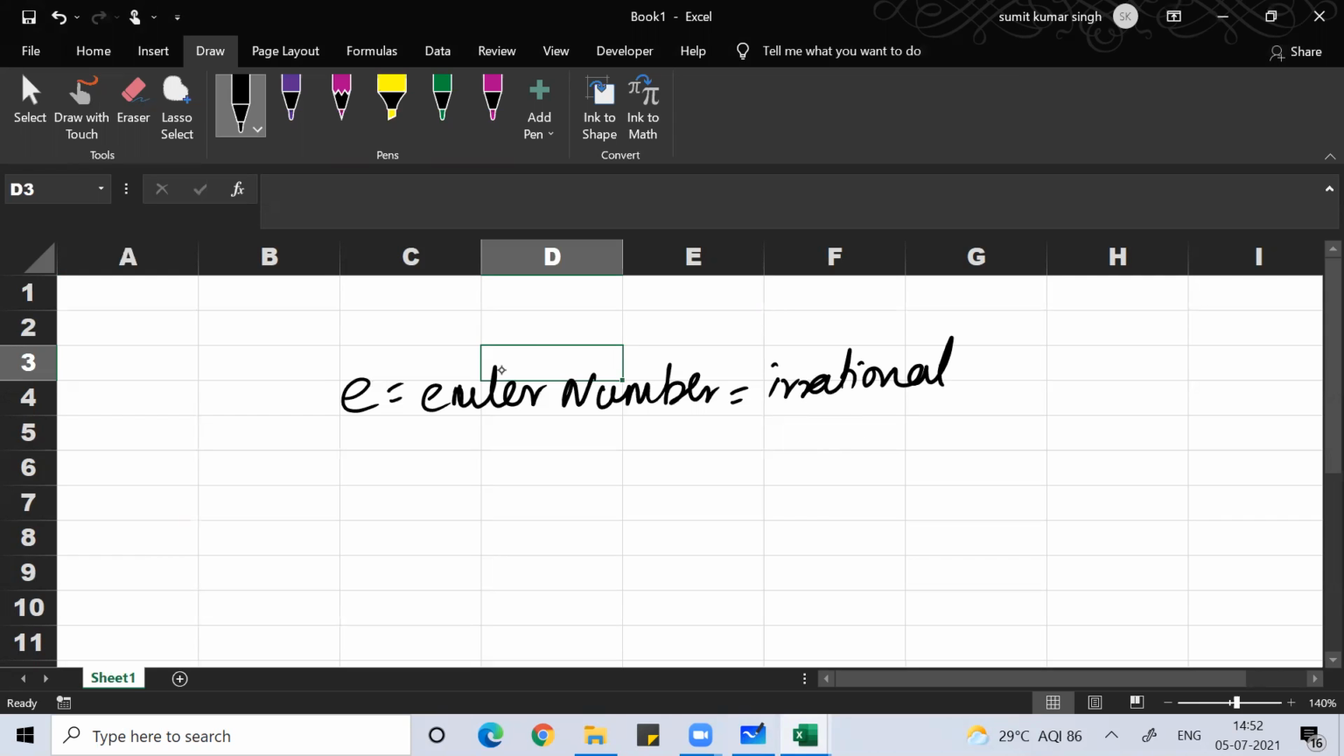Real numbers are of two types: rational numbers or irrational numbers. Rational numbers you can express in p by q form, while those numbers which you cannot express in p by q form we call irrational numbers. When expressed in decimal form, they are non-recurring, non-terminating decimals. So e is basically an irrational number.